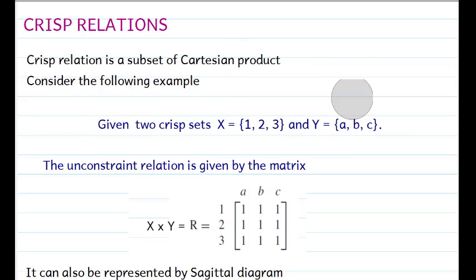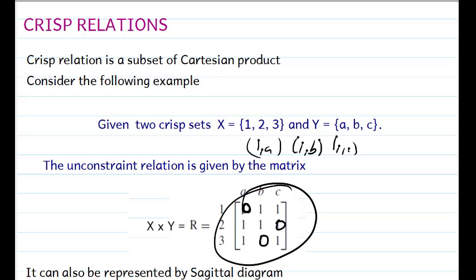Now what do we mean by a constrained relation? In a constrained relation, we can have this as 0, so this pair is not allowed, and this pair is not allowed, and so on. In an unconstrained relation we have all the terms. If you take the Cartesian product of this, what we have is 1a, 1b, 1c, 2a, 2b, 2c, 3a, 3b, 3c. So all are present.